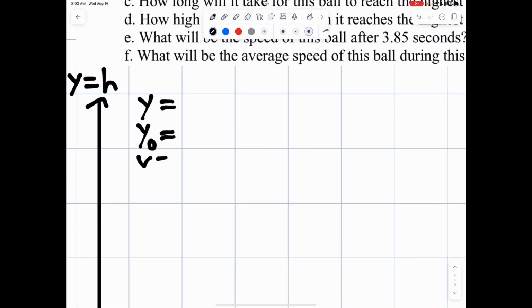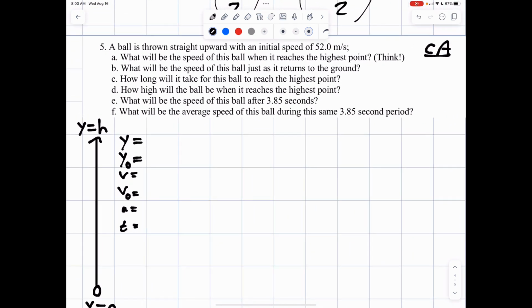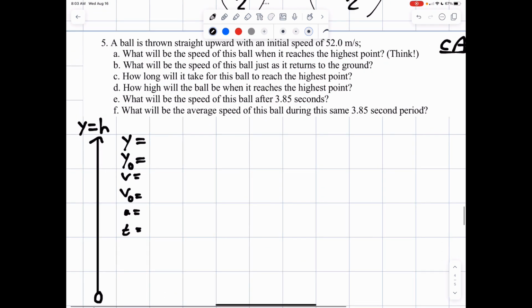We would have v naught, a, and t. Okay, well, a we already know. It's not explicitly stated, but a we should already know. If the ball is slowing down because of gravity, that means a is the acceleration due to gravity, which is a constant negative 9.8 meters per second squared.